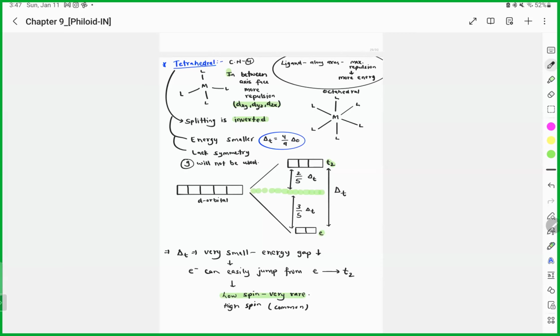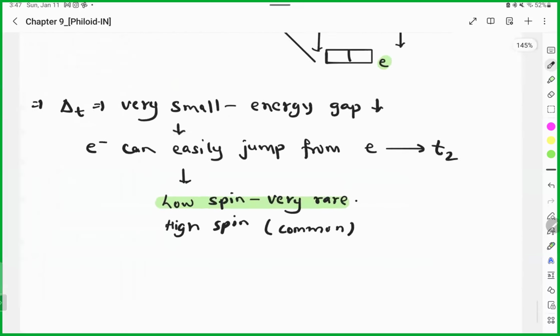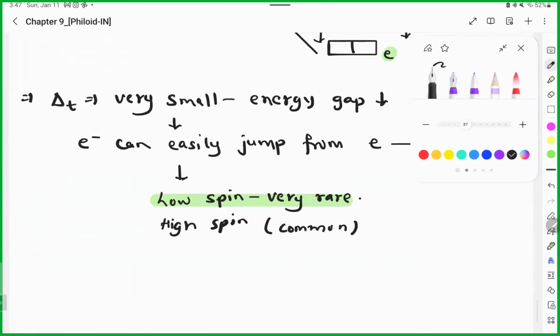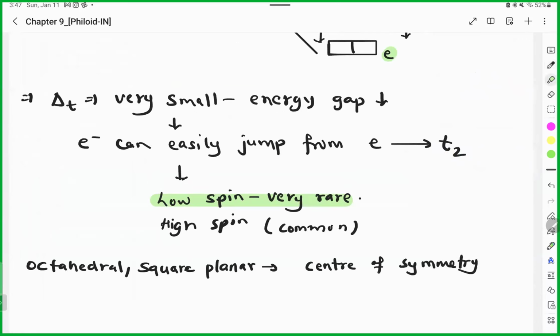Color. Color, because of the crystal field theory we have learned. By the way, one point you can also add. In case of octahedral and square planar compounds, these have center of symmetry. There is proper symmetry in this case, but no symmetry in case of tetrahedral. Because we said no symmetry in tetrahedral, we need to mention this also.